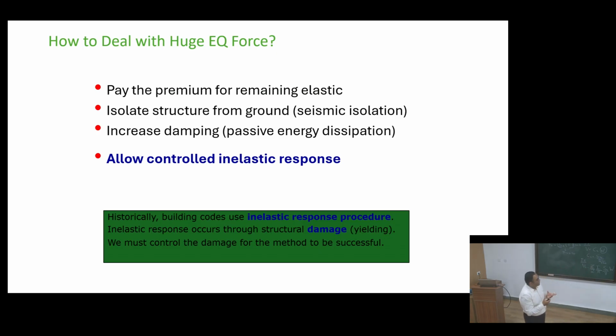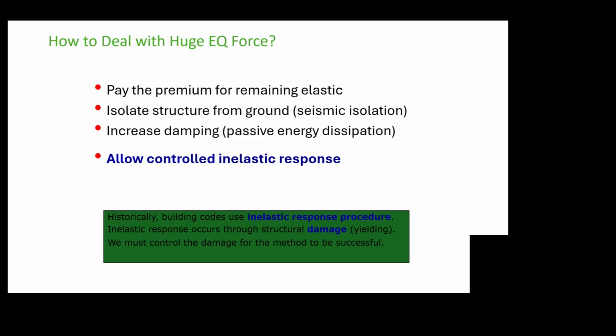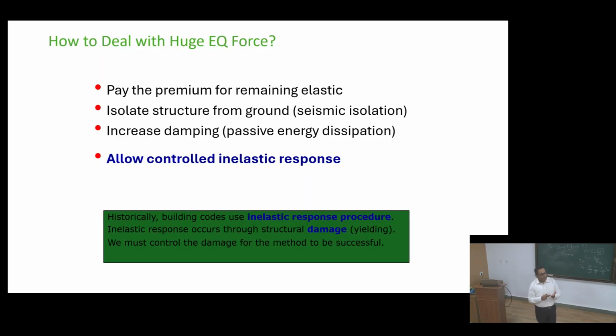So coming back, I'll try to bring it all together. To deal with high earthquake forces, if you want to stay at the elastic level, you have to pay a premium in terms of cost and a much less optimized design, or you have to increase damping through outside methods, which are all costly. Or you can allow controlled inelastic response, right? That's what we try to do here: controlled inelastic response. Any questions?